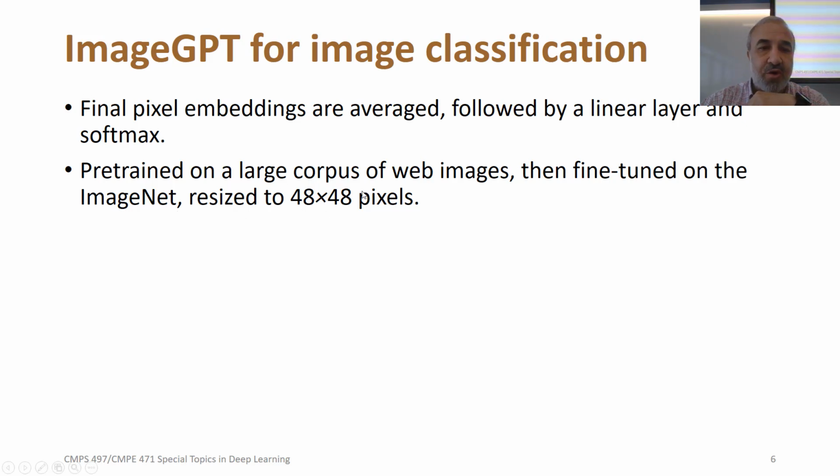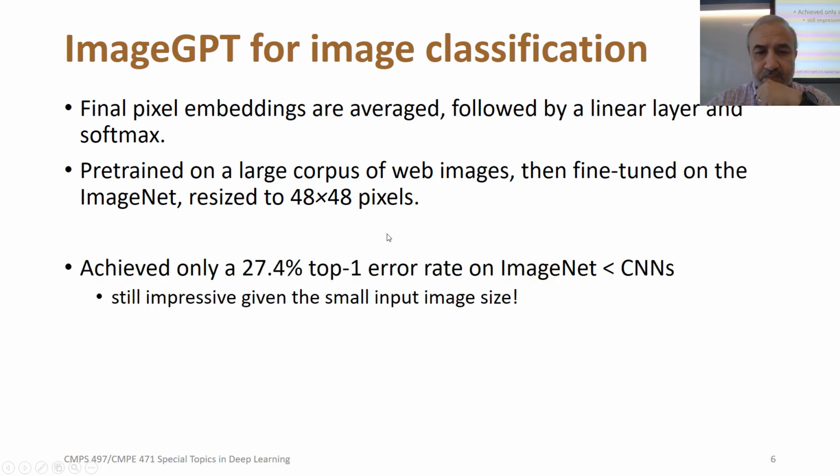It was pre-trained on a very large collection of images, and then fine-tuned on ImageNet. And for ImageNet, the images were resized to an even smaller scale, which is 48 by 48 pixels. And with that, the model achieved a 27.4% top one error rate. Still much higher than CNNs at the time, but impressive given that the image size was very small.